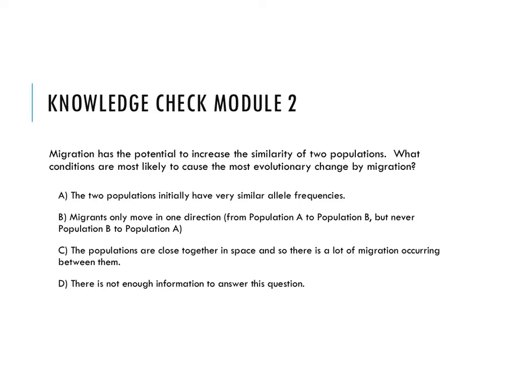Okay, so among these answers, what are the conditions that are most likely to cause evolutionary change by migration? Remember the snakes. It is not if two populations have very similar allele frequencies, right? Because then they already look like each other and you're not going to get much change if they're exchanging genes. And whether they're moving in one direction or two directions matters for one population but not the other, and it's not really the answer. But C, if there's a lot of migration occurring, so if M is large, the migration rate, then yes, that's going to cause more rapid evolution by migration.